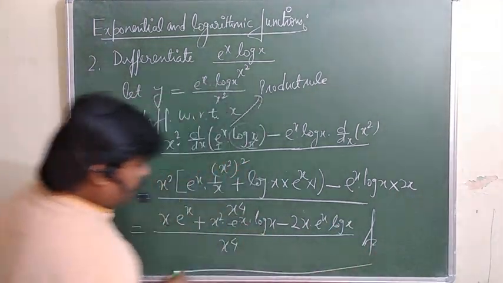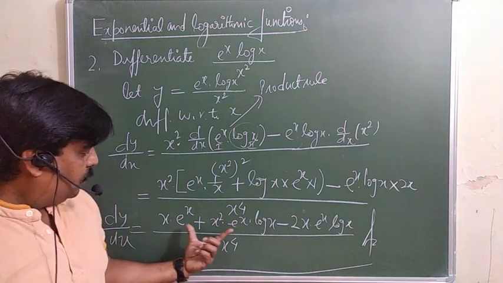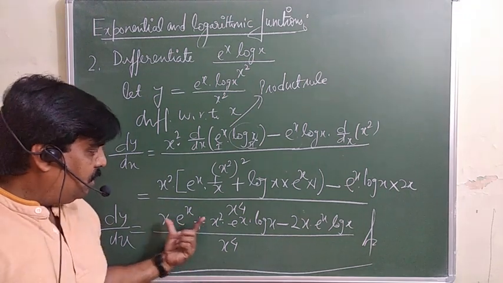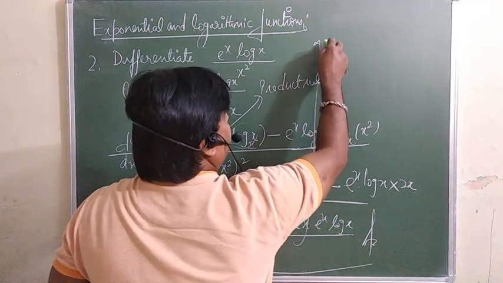This is your answer. That is your dy over dx. अगर आपको सॉल्व करना है तो again you can take out the x into e raised to power x is common from here only. You can take from here, here and here also. That is also you can do. अगर आप ऐसा करेंगे, you can do.